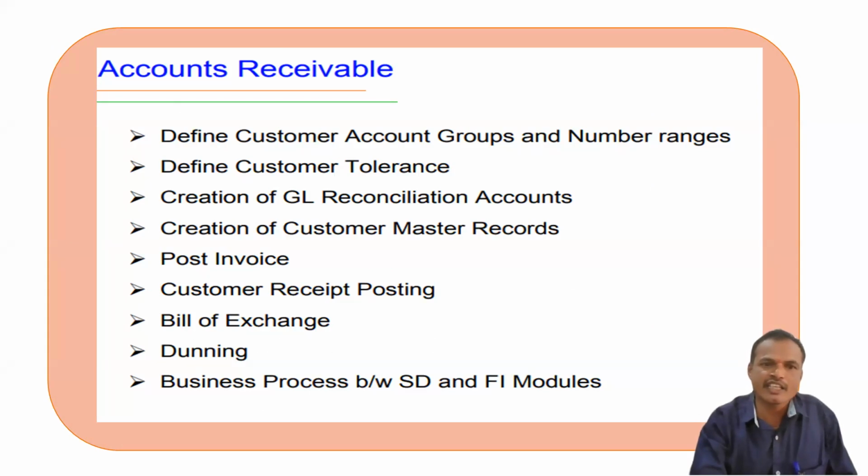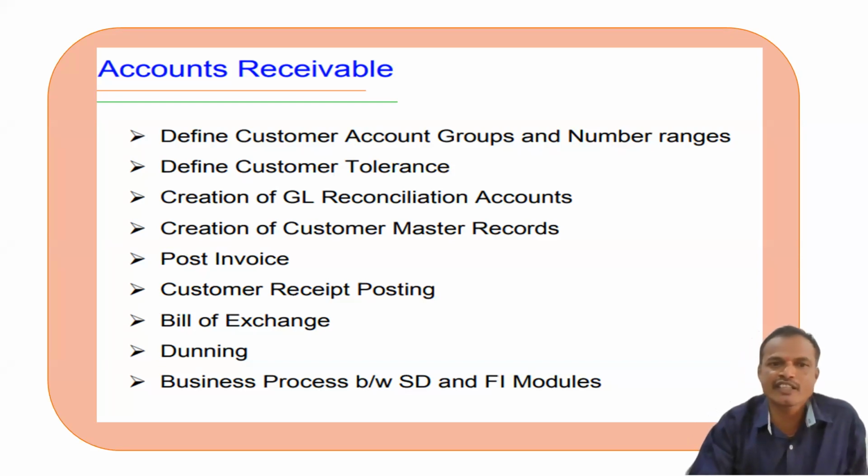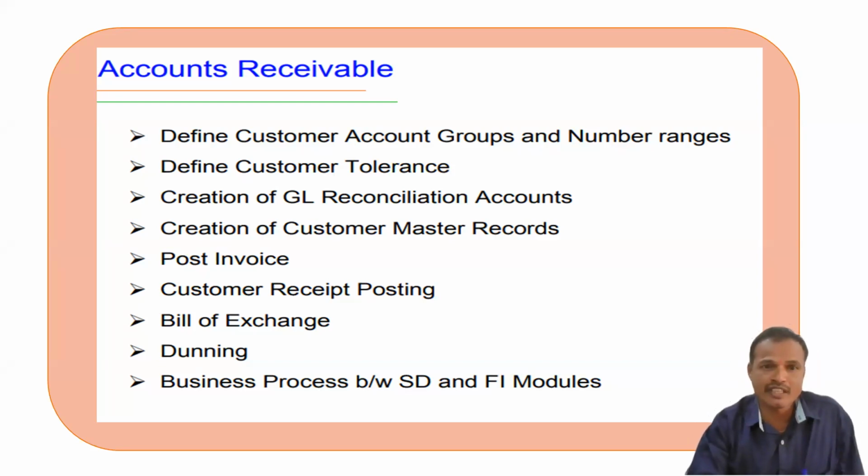Dunning. Dunning means it's a payment reminder to the customer. So we sell the products to the customer, and at that time they may forget to make the payment. That time we create the dunning part. Business process, this is SD and FI. It's an integration part, where data will flow from FI to the SD, sales and distribution part.